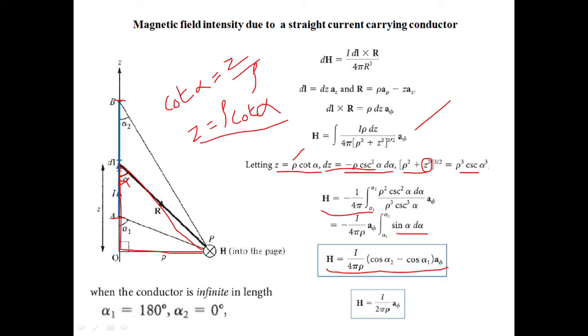Please, I want everyone to take your notebooks and try to solve this derivation. I have not shown all the steps here, but you will definitely get the answer when you solve step by step, the same way we solved for electric field intensity due to an infinite line charge. So we got H is equal to I by 4 pi rho, cos alpha 2 minus cos alpha 1, into a_phi. This is the equation for this line from a to b.